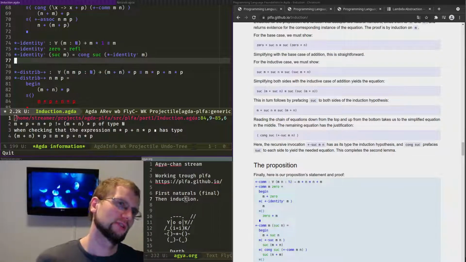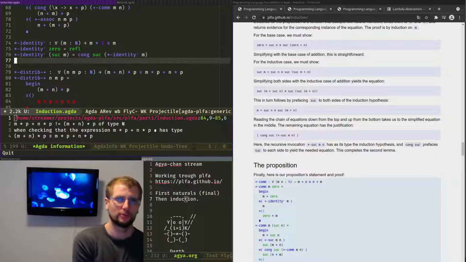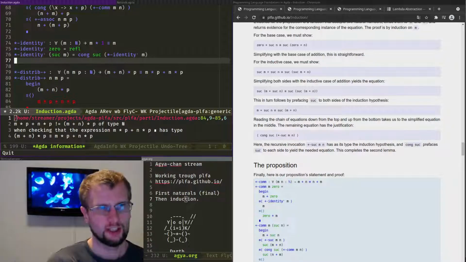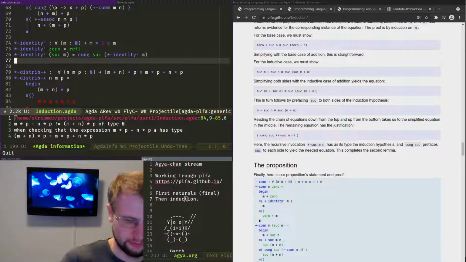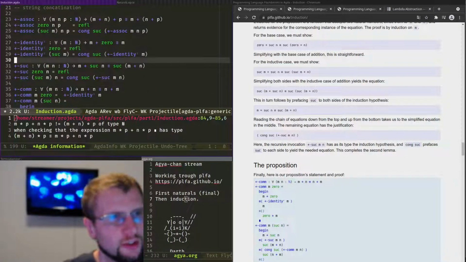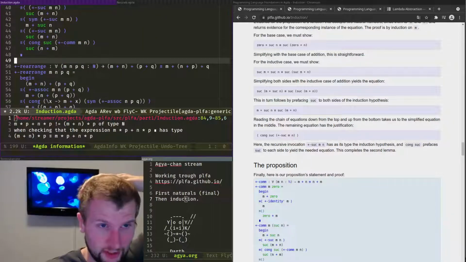What I really want is distributivity. Right, that's what I'm building. Yeah, I'm not sure how to continue, and I think I'm running out. What else do we have? What are our other properties? Rearrange. That seems too complicated.